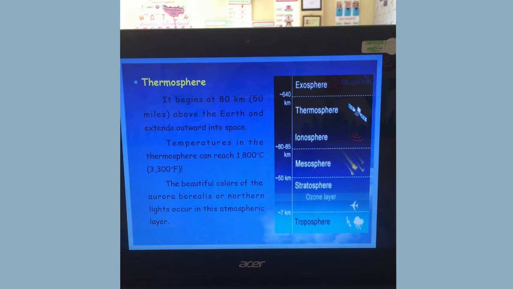Next is the thermosphere. It begins at 80 km or 50 miles above the Earth and extends outward into space. Temperature in the thermosphere can reach 1,800 degrees Celsius. The beautiful color of the aurora borealis, or northern lights, occurs in this atmospheric layer, because the ions react with our magnetic field.